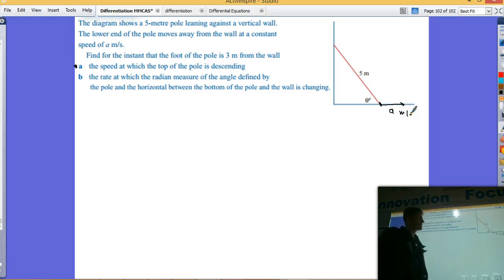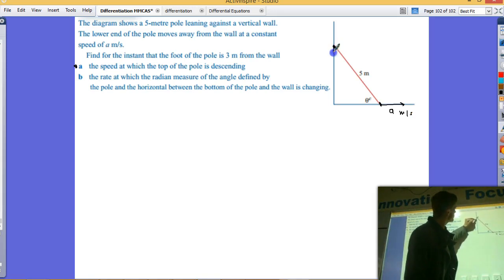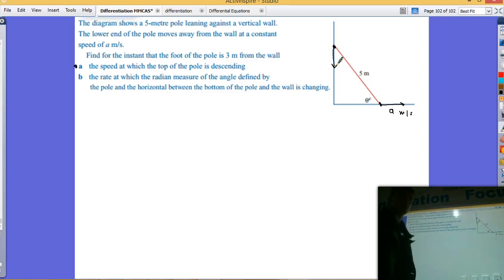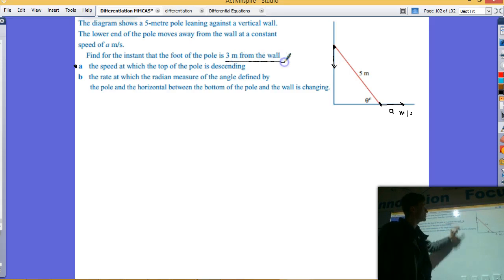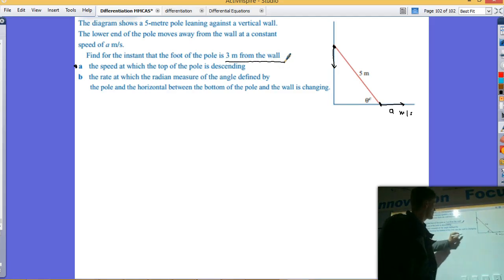Well, we don't know what that value is, but we can think about it as that moves across, then this end of the pole is going to move down the wall. Interesting problem. Now, we need to think about some related rates of change. Find the instant that the foot of the pole is 3 meters from the wall. 3 meters from the wall. Okay, so the foot of the pole must be 3 meters away from the wall.